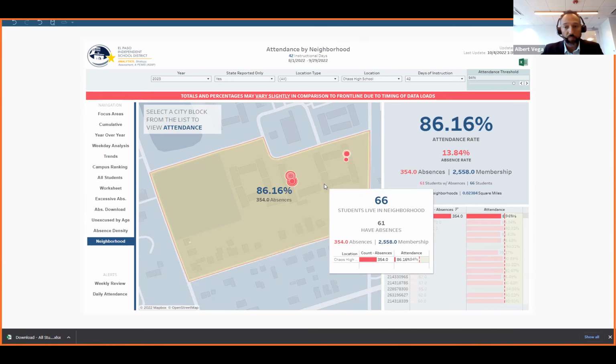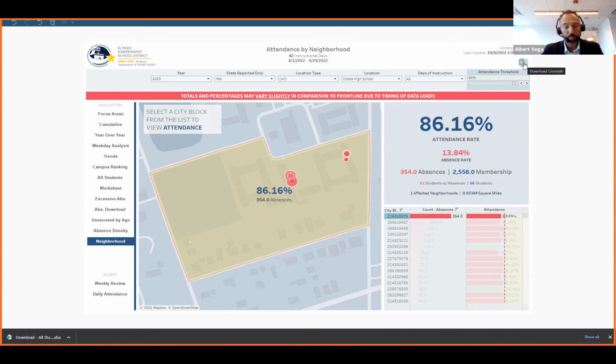Another thing that we've developed in here is the download button as well. If they need to download these students, they can click on the download button. It'll give all the contact information: the address, the phone number, the parent name, so they can make those phone calls and they can make those house visits.